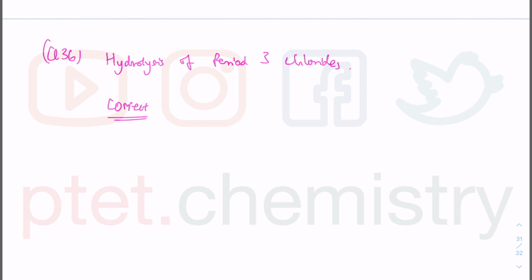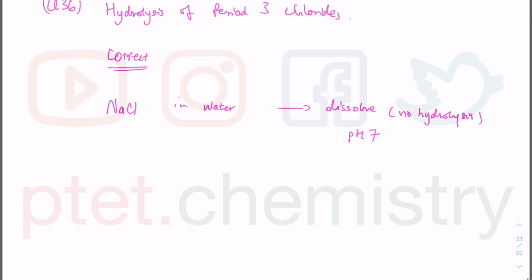So let's think about the chemistry. NaCl in water, that is just going to dissolve, so there's no hydrolysis, that would just be pH 7. It's just a table salt in water really.